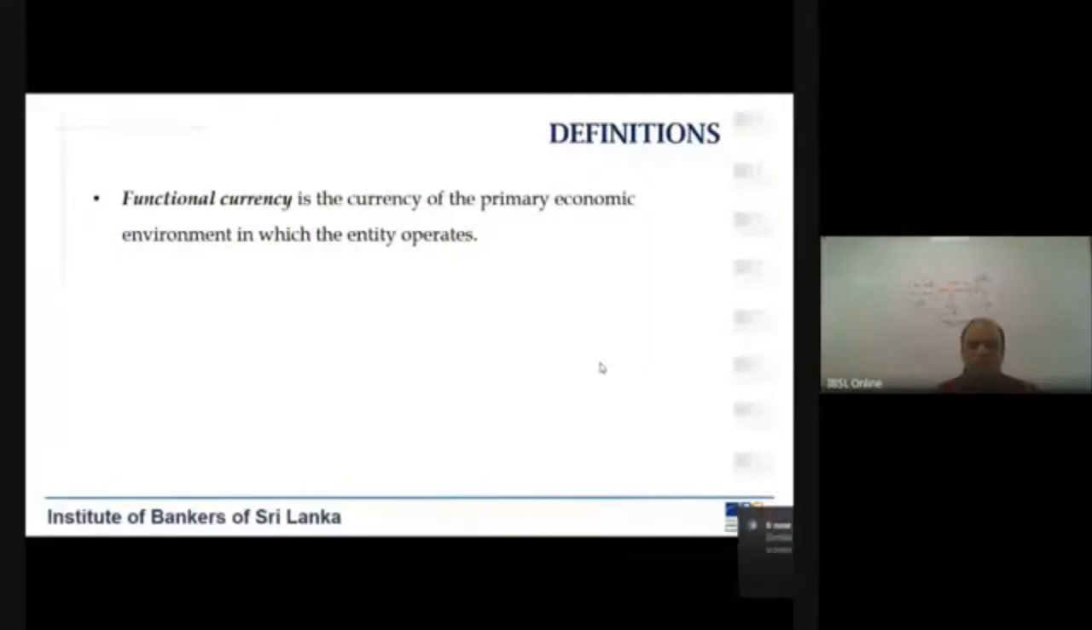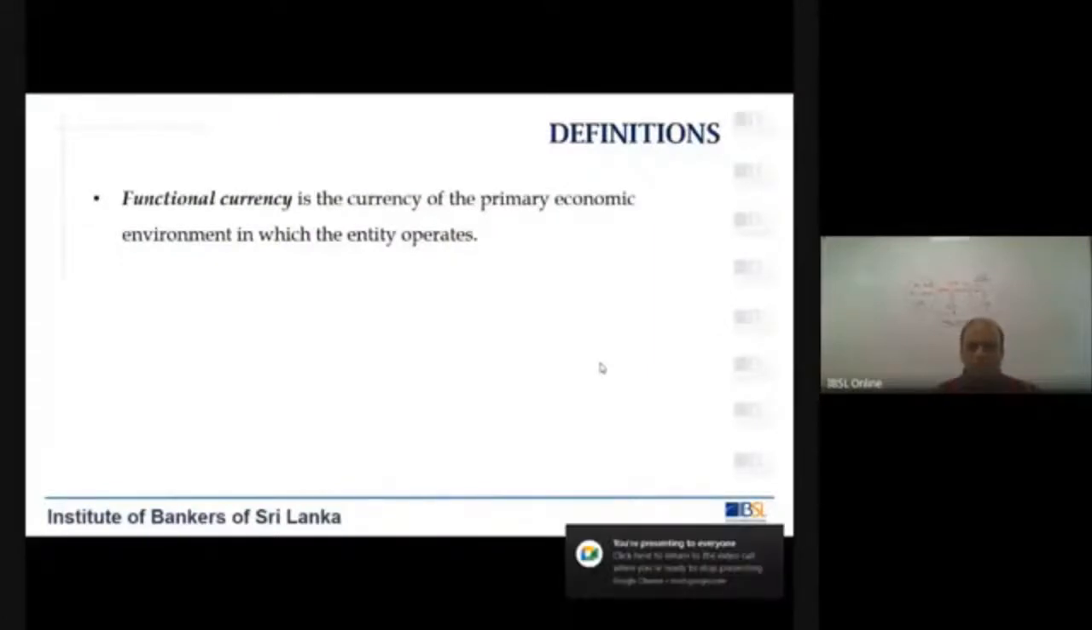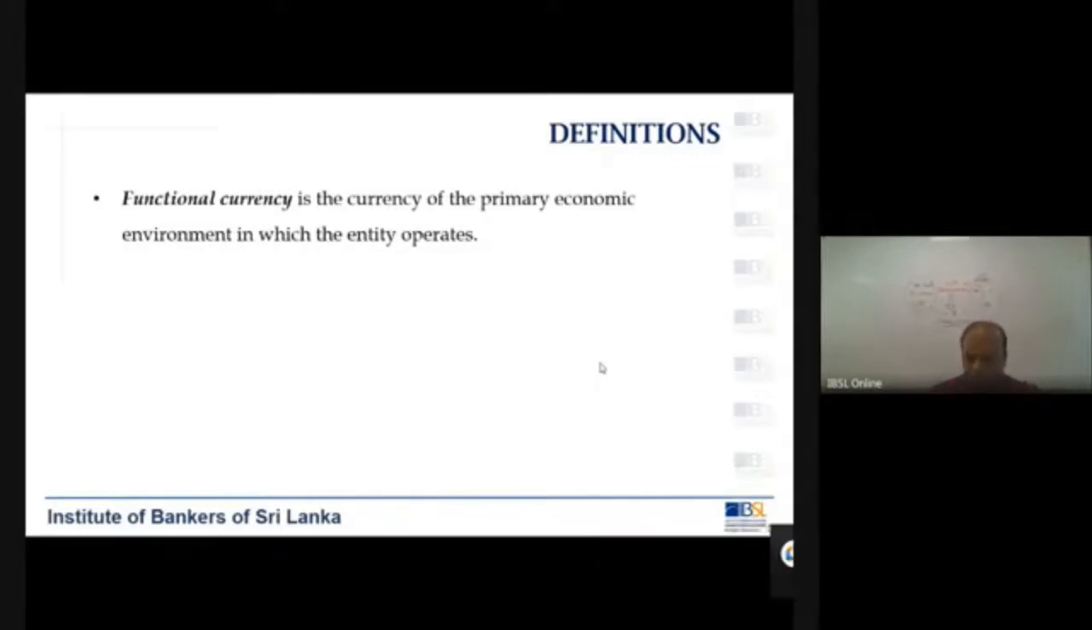Now, functional currency is the currency of the primary economic environment in which the entity operates. So, going back to the same example, this ABC Bank, its head office and the other branches are operating in Sri Lanka. So, the primary economic environment is Sri Lanka. Now, what is the primary economic environment's currency? That is rupees. Now, the branch which is in the US, their primary economic environment is the United States.